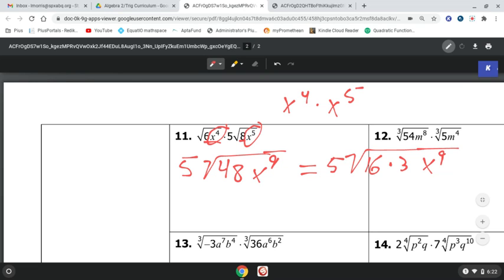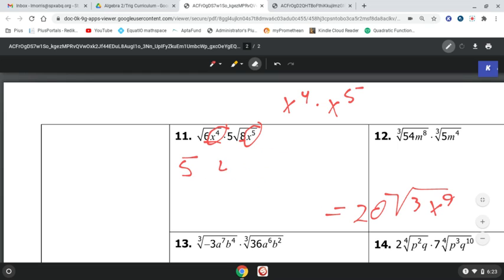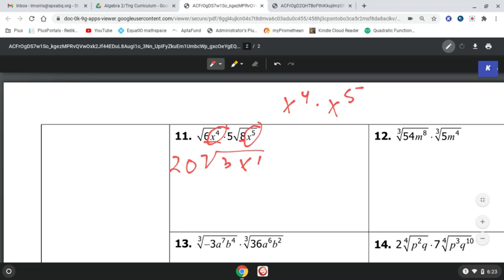We'll just leave x to the 9th because we'll worry about that in a minute. That's going to allow us to take out the square root of 16, which will be 5 times, let's see, that's 4. And what's inside of our radical would be 3x to the 9th. So that's going to give us 20 radical 3x to the 9th. So just pause and write that down because I'm going to erase some of this. So we got to 20 radical 3x to the 9th.